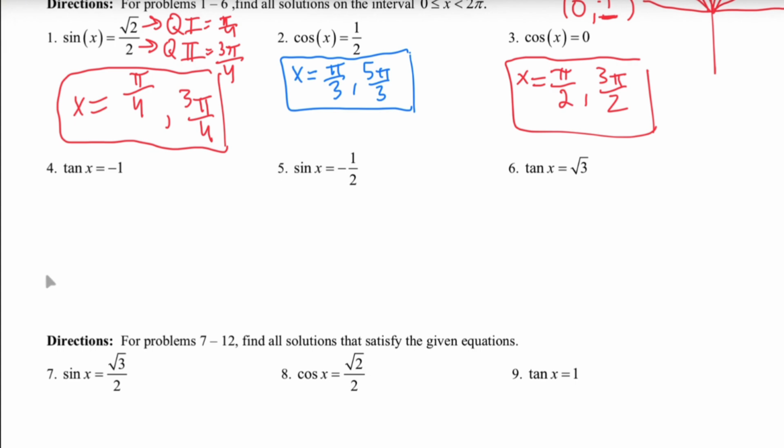So the answer to number 4. This is quadrant 2 and quadrant 3.